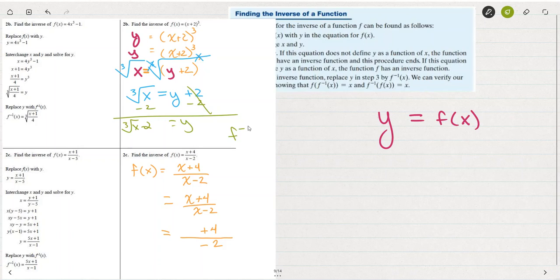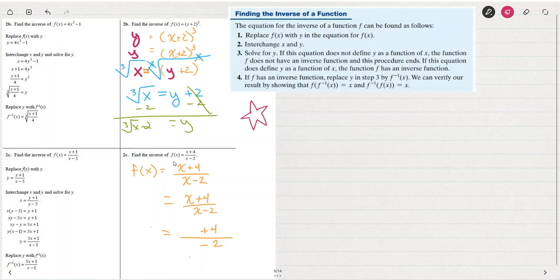Other than writing it in the final answer form, f inverse of x equals the cube root of x minus 2. Now be careful not to blend those together. We don't want it to look like that, with the minus 2 in the radical. Next, find the inverse of f of x, when f of x is x plus 4 over x minus 2.